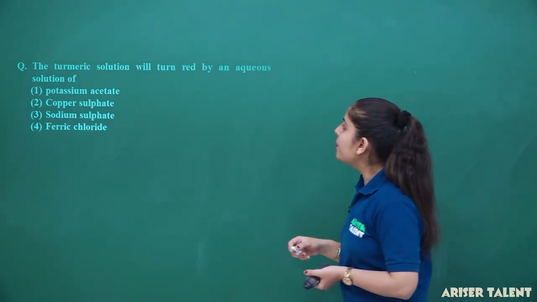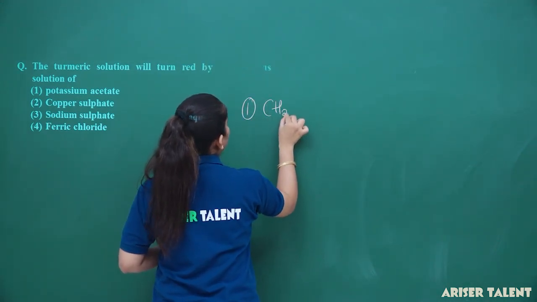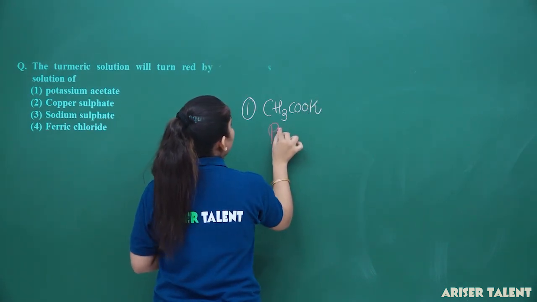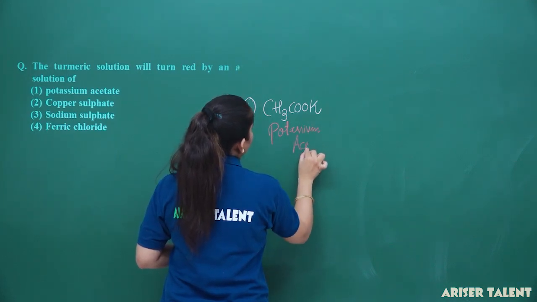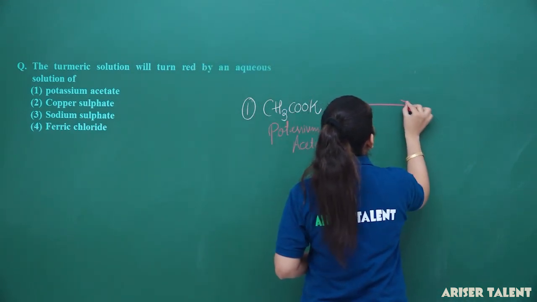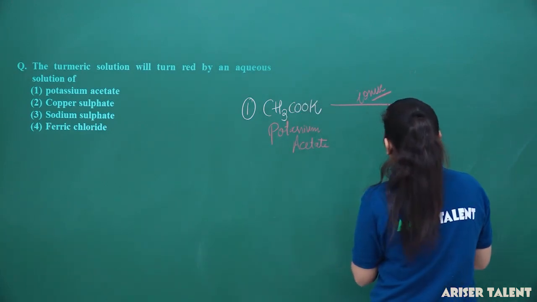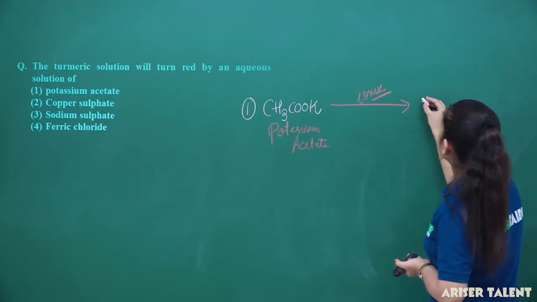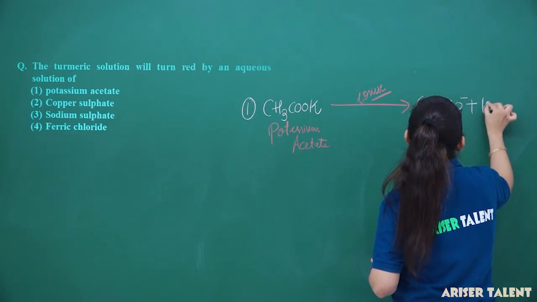So firstly I am taking potassium acetate. Potassium acetate will be our CH3COOK. Now when I am going to ionize this, we are doing ionization because we are provided the aqueous solution of that compound. We will get CH3COO negative plus K positive.